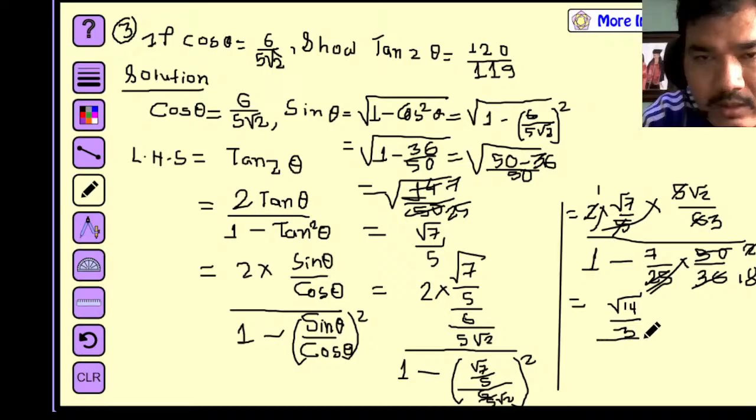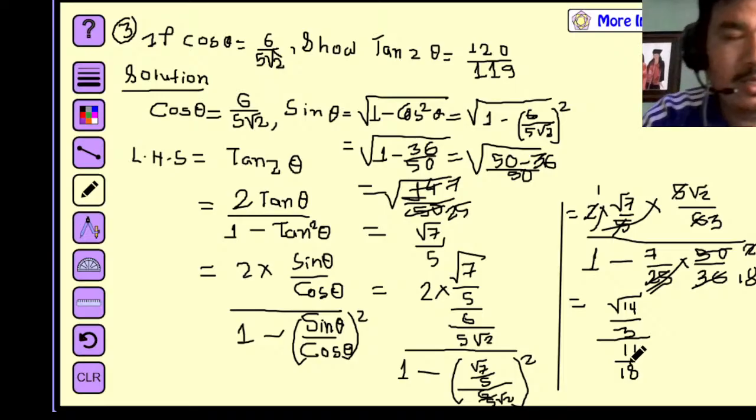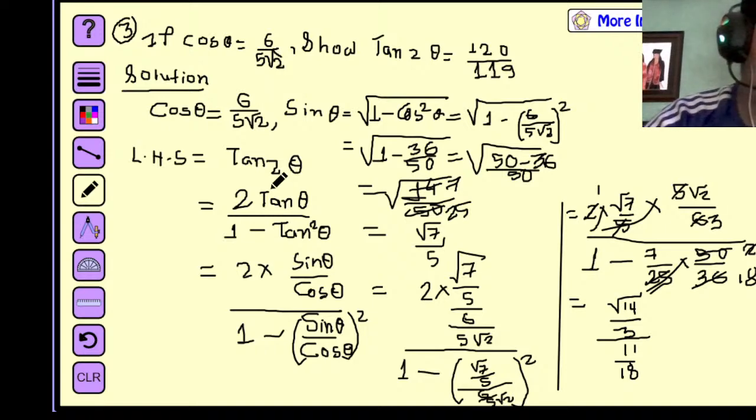Check. This is here 18, 18 ones are 18, and then 18 minus 7 will be there. 18 minus 7, what will come here? Then 11. 11 by 18 there. Right? And like this, we get the value of tan 2 theta. The value of tan 2 theta came, it was asked there to prove.